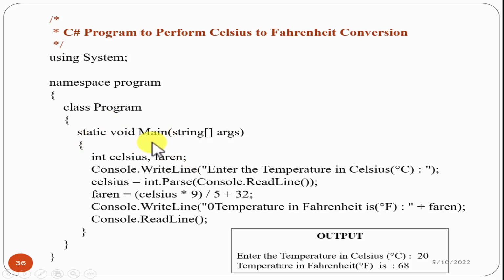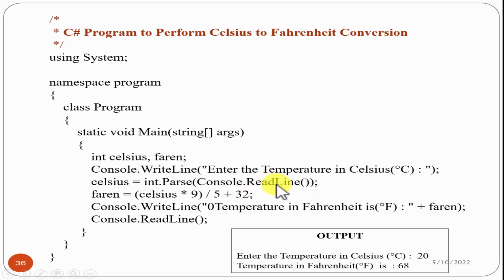As we know well, Main is a very important method because all programs start to execute from Main only. Inside the Main body we have two integer type variables, Celsius and Fahrenheit. Console.WriteLine, enter the temperature in Celsius. This is only the instruction to the user to enter the value for the Celsius degree. Here you can see Console.ReadLine is a method to receive the value from the keyboard.